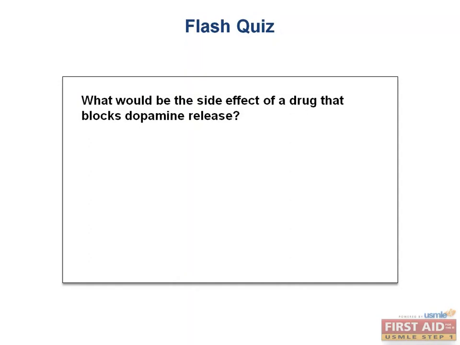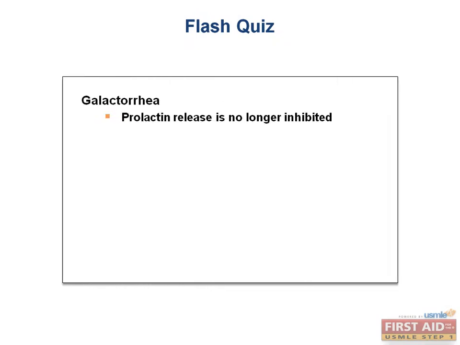So here's a question for you to see what you remember from a couple minutes ago. What would be the side effect of a drug that blocks dopamine release? Galactorrhea, which is milk being released from the breast. Now this can cause quite a shock to people not expecting it. This occurs because you no longer have dopamine to inhibit the release of prolactin. And remember that we just talked about how prolactin is responsible for milk production.